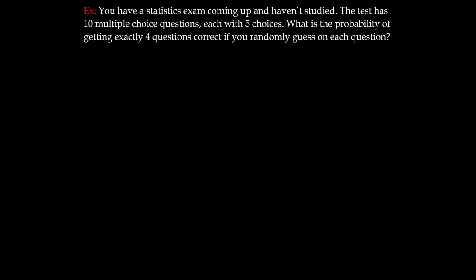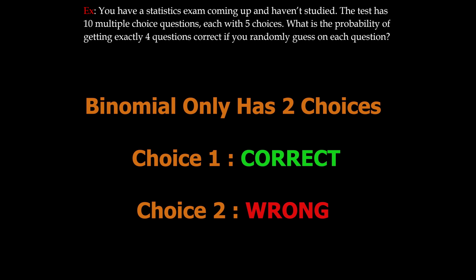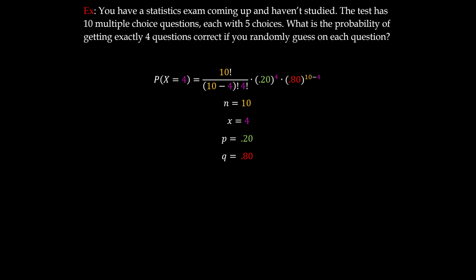Well, we know this is binomial since there are 2 possible outcomes. Either you get the question right or you get the question wrong. The probability of getting a question correct is 20%, and the probability of getting a question wrong is 80%. There are 10 questions to guess on, or in other words, 10 trials, and we are trying to get exactly 4 of them correct.